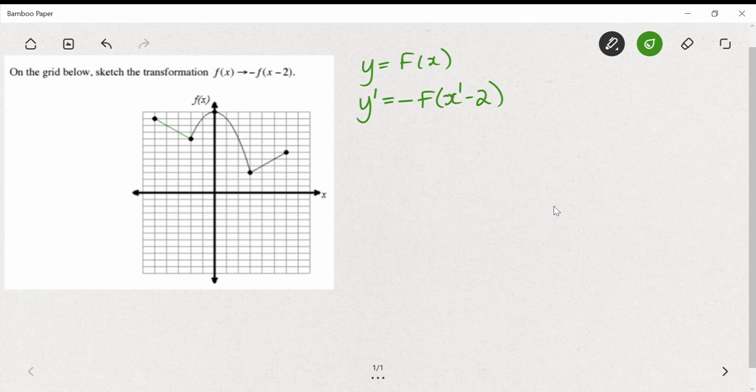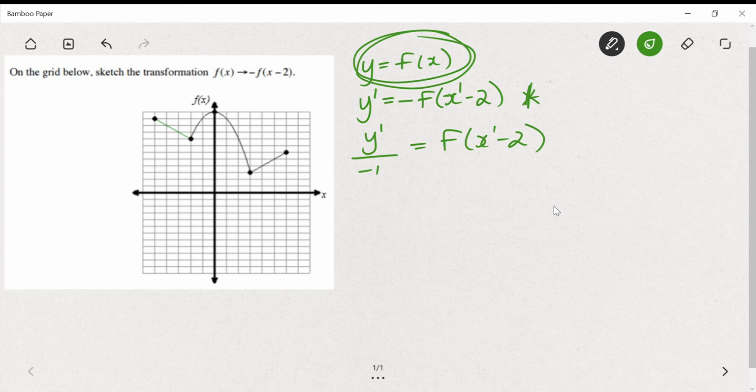Well, I just want to rearrange that second equation here that I've asterisked, so it looks in the same format as the first one. That is, just some function, not some multiple of a function or some part of a function with something else added on, like 5x plus 3 and then all plus 7 or something. So I'm going to rearrange it by dividing by minus 1. Y prime on minus 1 is equal to f of x prime minus 2. So it's written in the same format as this one I'm circling.